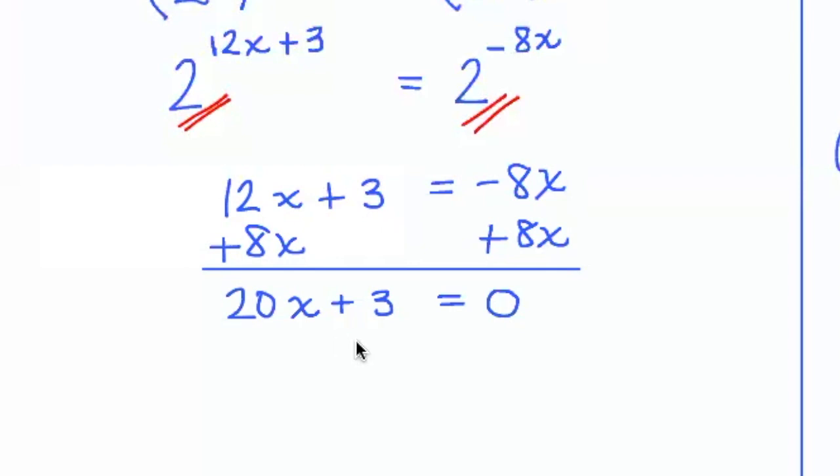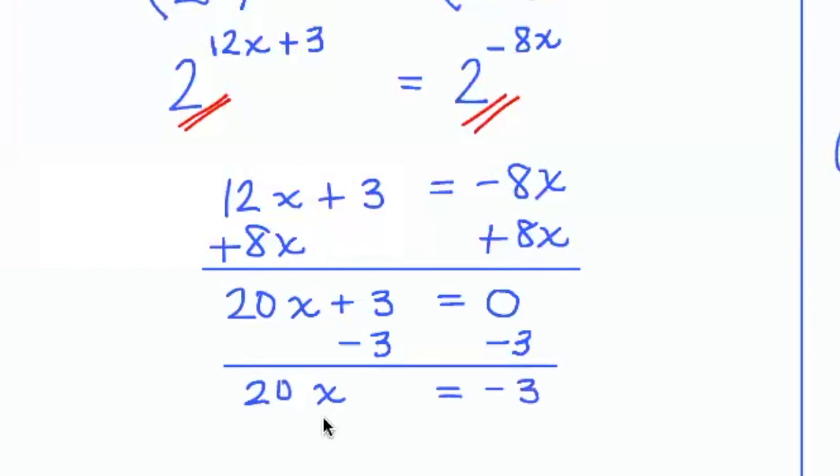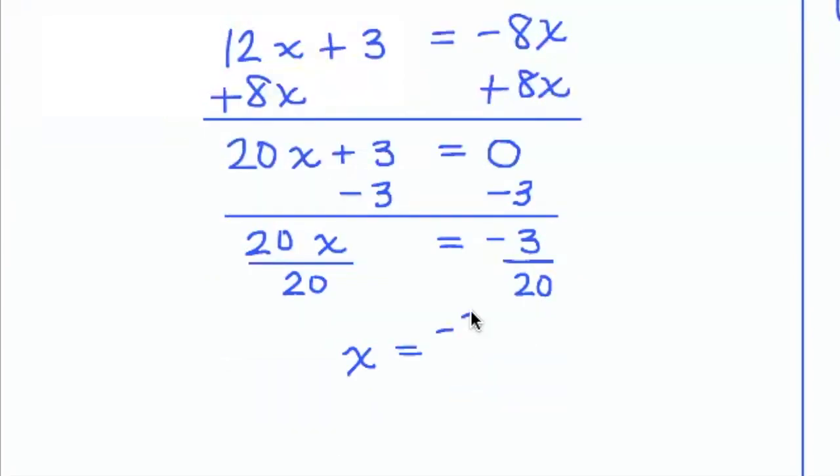Now I would finish my equation solving with 2 more steps. Always clear your addition or subtractions first. So do your opposite operation. And finally, this is 20 times x. The opposite of multiplication is division. There's nothing wrong with getting a fraction answer or even a negative answer in this case.